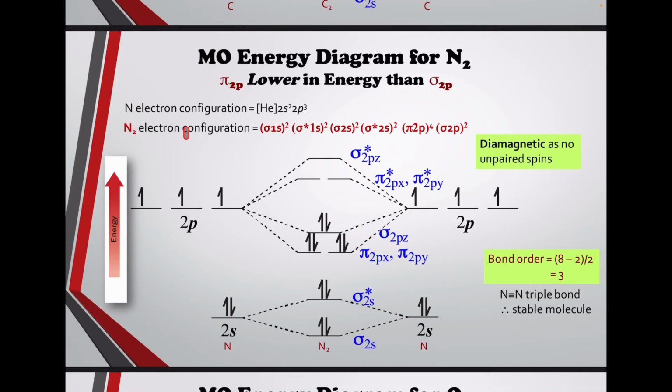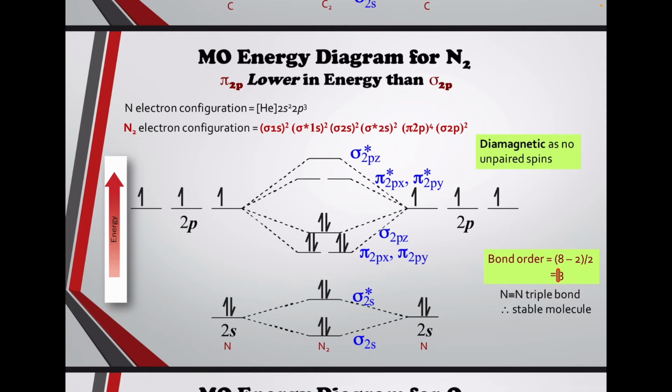So for the N2 electron configuration, start with the 1s: sigma 1s2, sigma antibonding 1s2, sigma 2s2, and sigma antibonding 2s2, pi 2p4. So this is the pi 2p4 and sigma 2p2.